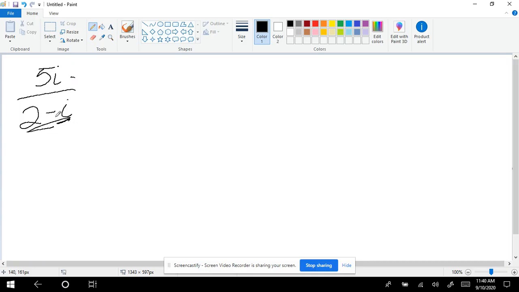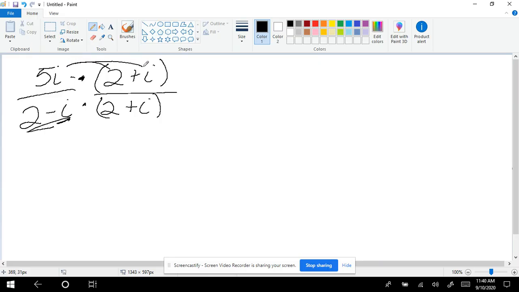The conjugate is simply a different sign in the denominator. So we're going to multiply both the top times 2 plus i, as well as the bottom times 2 plus i. On the top, we will distribute and multiply to get 10i plus 5i squared. We'll deal with the i squared later. And then we will FOIL out the bottom.